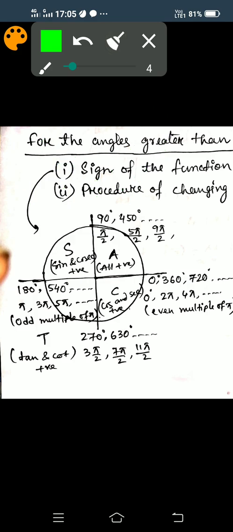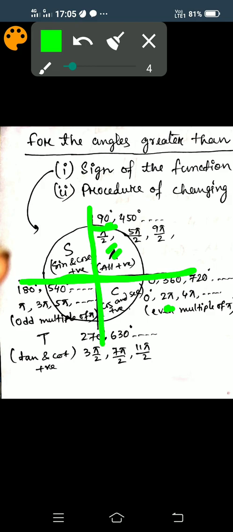Now if we just see here, 90 can be written as pi by 2 because pi is 180 degree, so pi by 2 will be 90 degree. 180 can be written as pi, 270 can be written as 3 pi by 2 because 3 into 90 means 270. Similarly 360 can be written as 2 pi because 2 into 180 equals 360 degree.